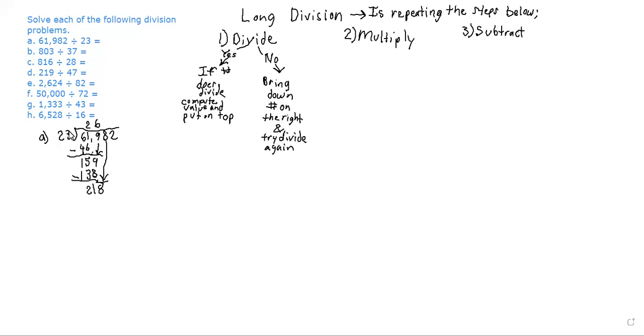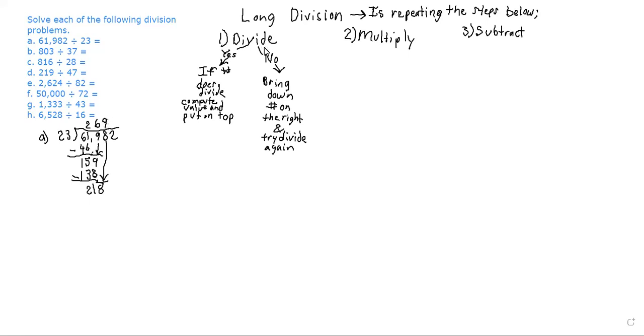So now we say, does 23 go into 218? And the answer is yes. Okay. And where are we going to put that number? We're going to put it right here over the 8. We have to keep that place value. So 23 goes into 218 9 times. We put the 9 right over the 8. Right.